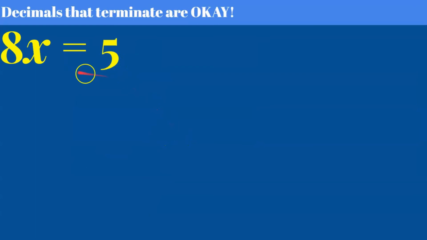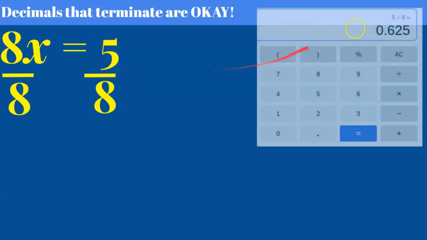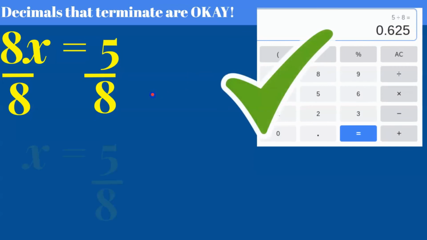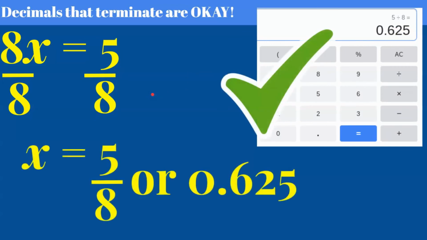So now let's go back to solving this equation. Divide both sides by 8. So I'm going to do this math. I can answer 5/8, but if I do 5 divided by 8 in my calculator, I get 0.625, or 625 thousandths. So because it terminates, as long as I answer with all 3 decimal places, I'm good. Because if I plug this back in and do 8 multiplied by 0.625, I'm going to get 5.